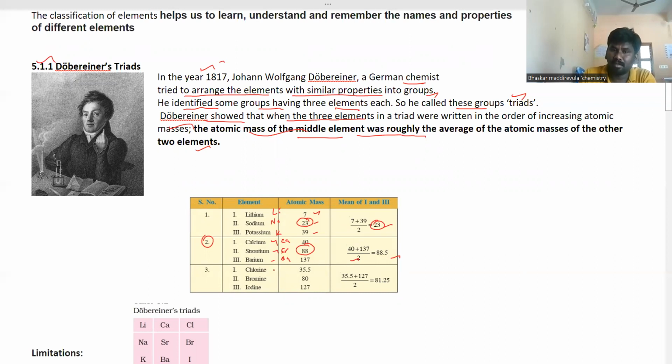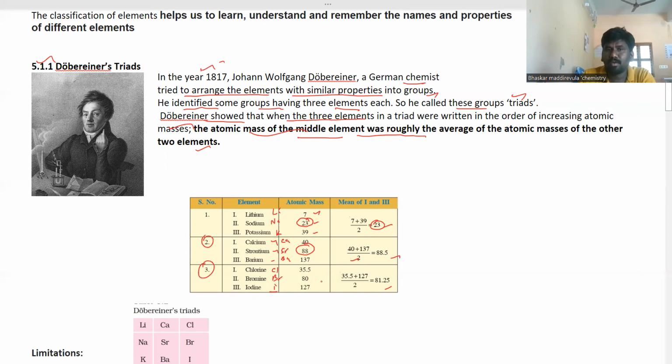Next, the third triad: chlorine, bromine, iodine. Here also, see the third triad. The atomic mass of bromine is roughly equal to the average of the other two elements, which is around 81.25. This is approximately equal to the atomic mass of bromine. So he made 3 triads from the known elements.